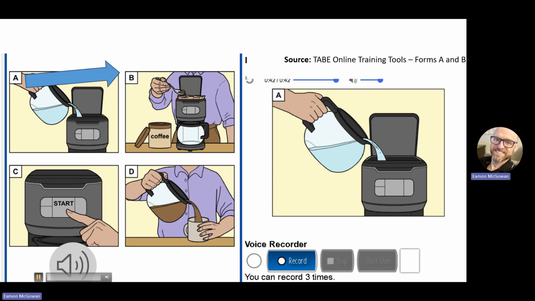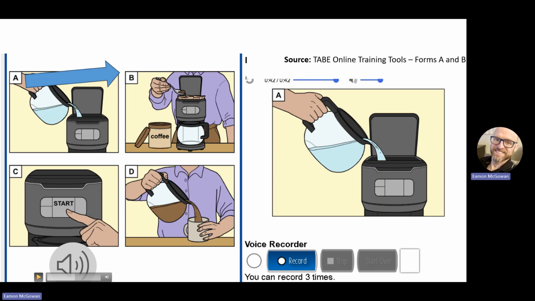Now you will hear a different type of question. Here are 4 pictures. The pictures show you how to make a pot of coffee. Look at all the pictures now. You will say the instructions for each of the pictures. Look at picture A. What do you do first?